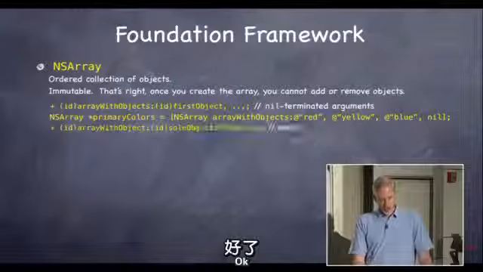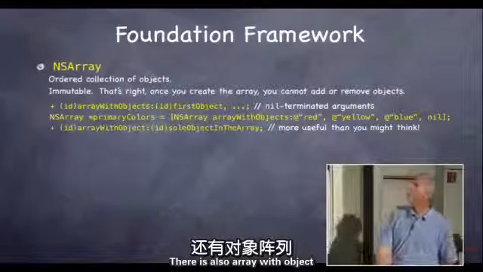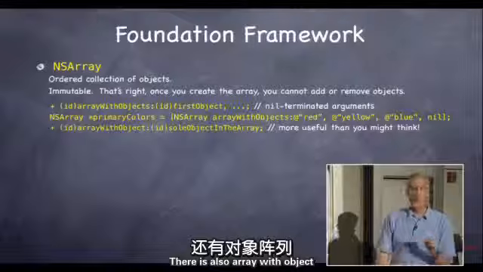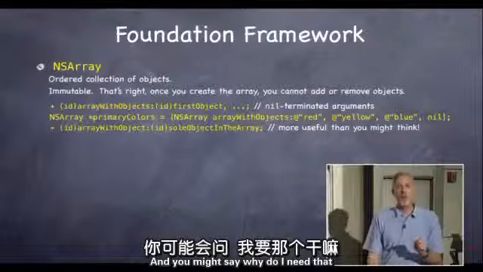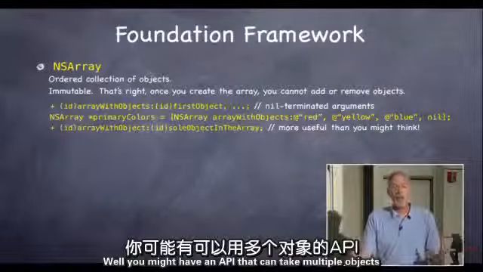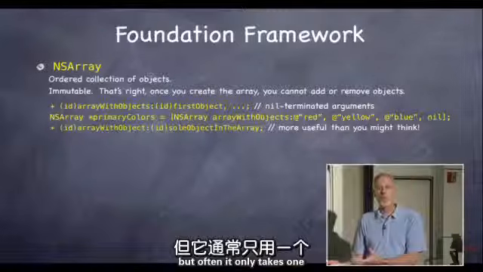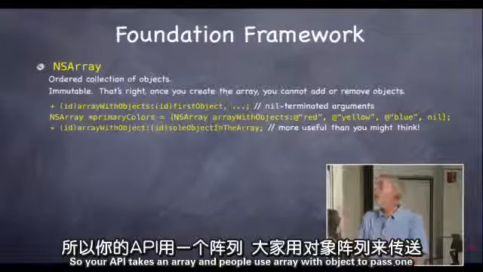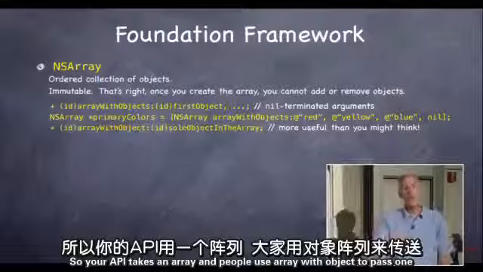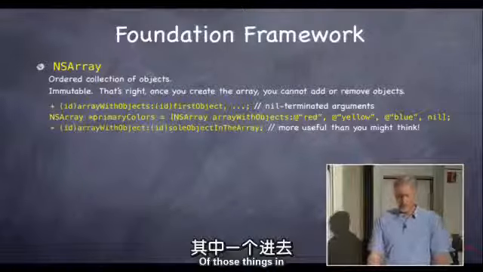Okay? There's also array with object, a single object. And you might say, why do I need that? Well, you might have an API that can take multiple objects, but often only takes one. And so your API takes an array, and people use array with object to pass one of those things in.